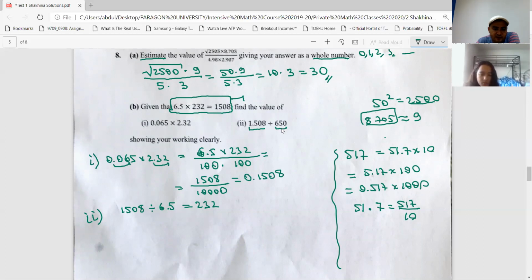1.508 divided by 650. How can I do this? Here we have 1508 over 6.5, and that is equal to 232. We know that. Now using this, I should put the decimal point to the right. 1508, I should divide this by, what is it? 1000.